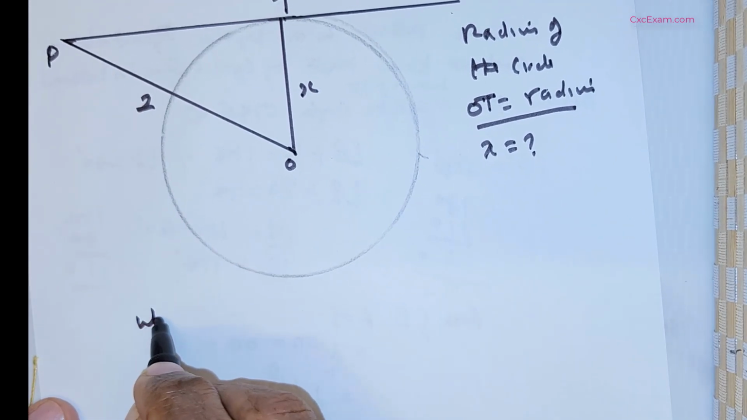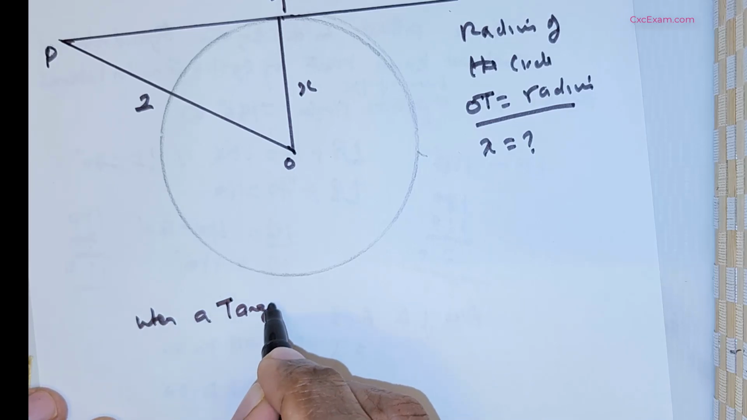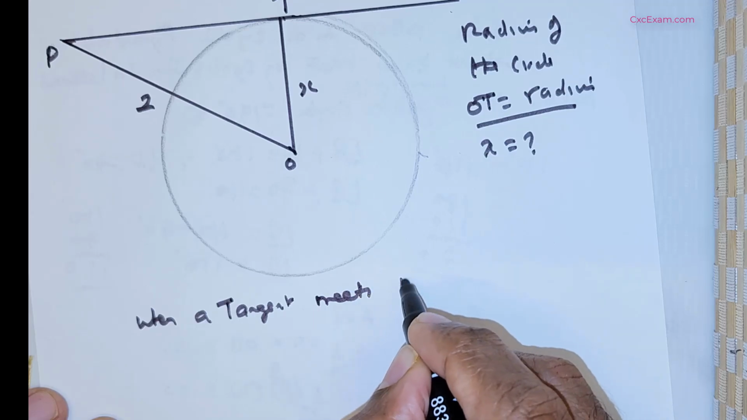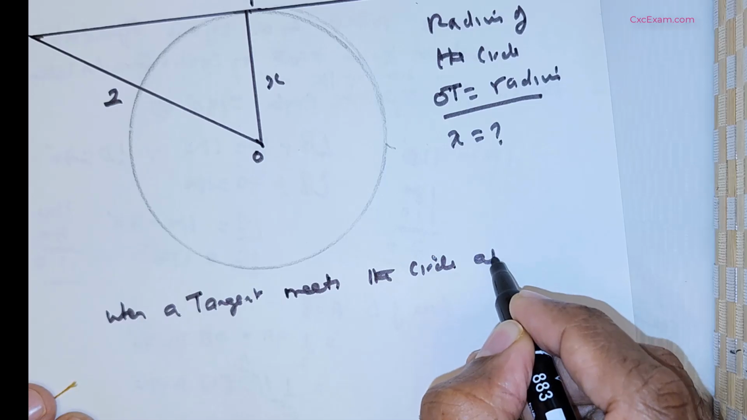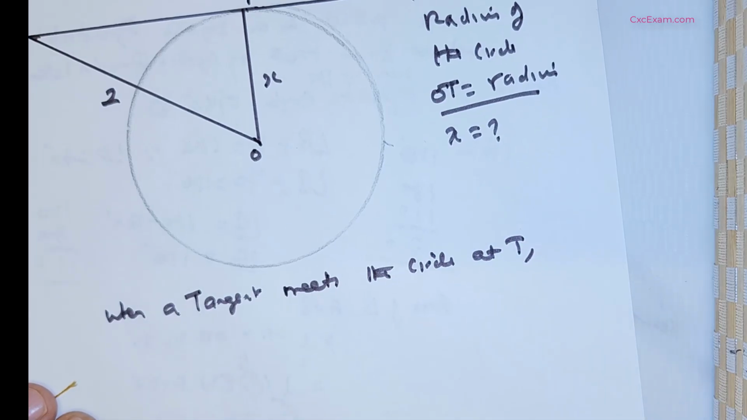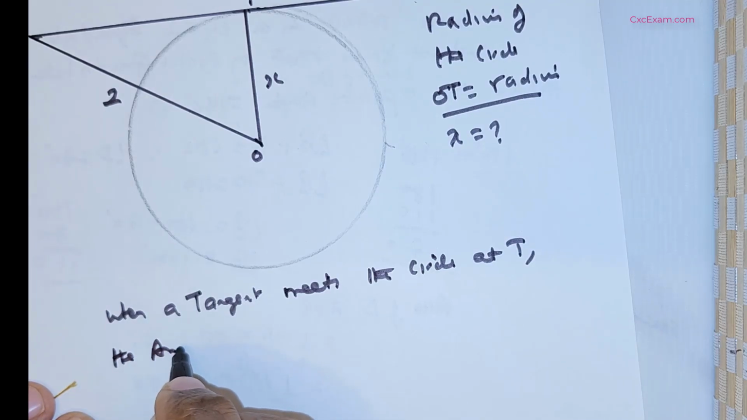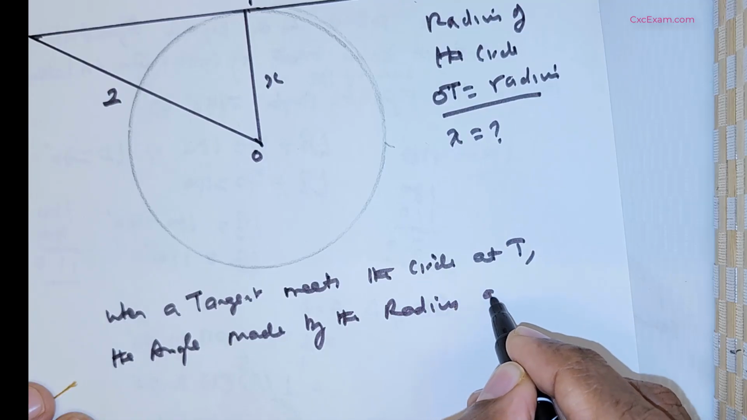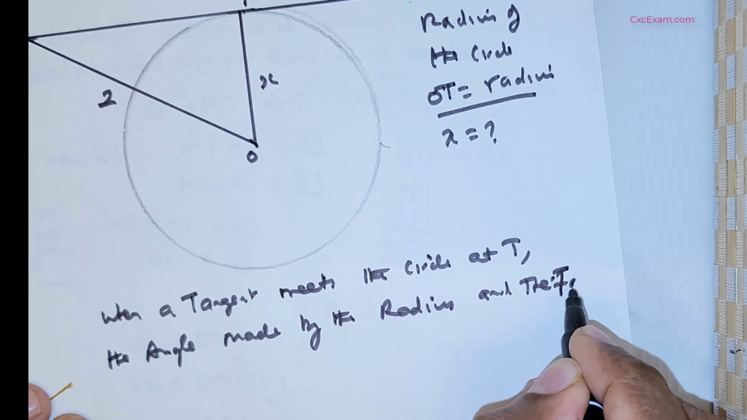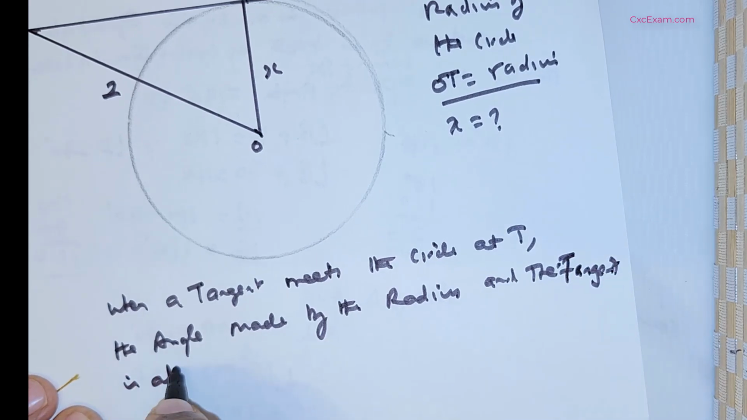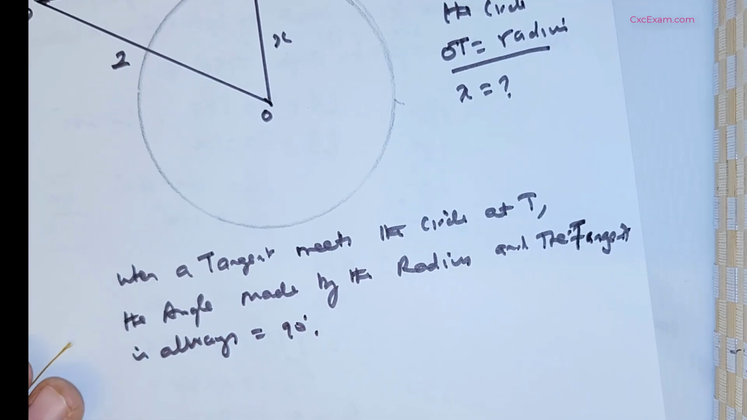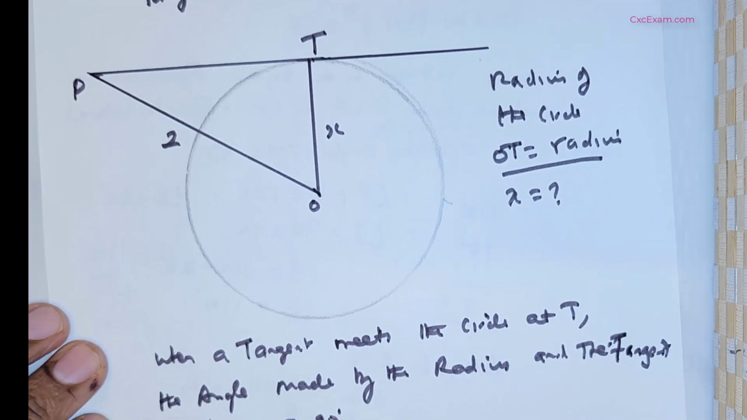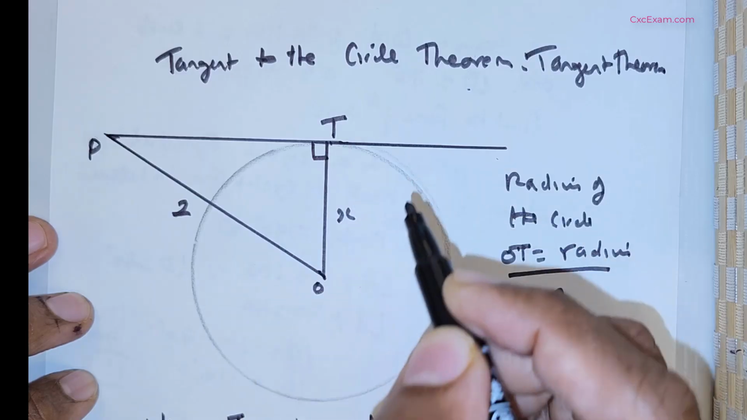Now this is the statement. A tangent meets the circle at T. For this scenario, the angle made by the radius and the tangent is always equal to 90 degrees. So using this theorem, we are going to solve this question. So this angle is 90 degrees.